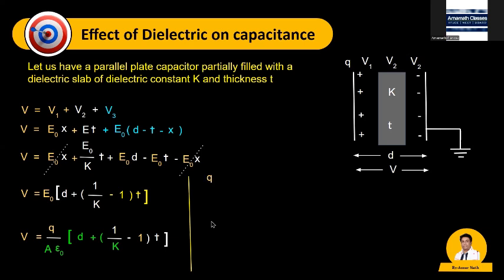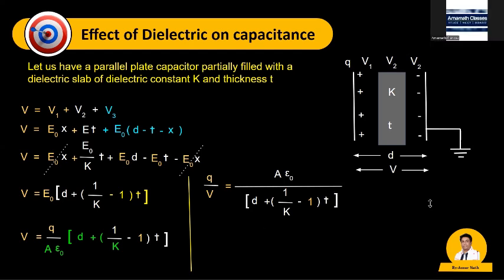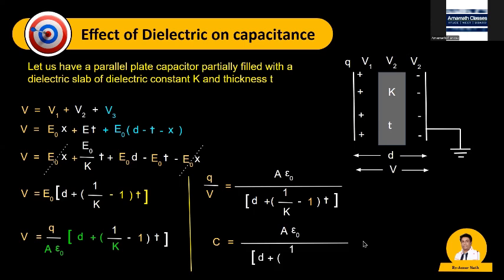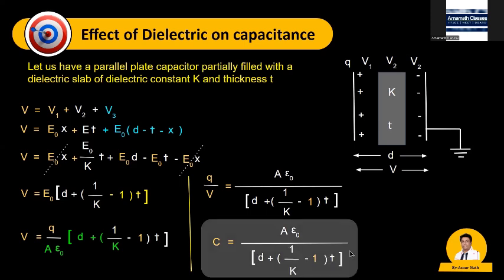So that is why Q upon V is equal to A epsilon naught whole divided by this whole bigger term, D plus 1 by K minus 1 into T, okay, like that. So this is nothing but the capacitance, okay? Q by V equal to what? Epsilon naught A by D plus 1 by K minus 1 into T, okay? So you can keep it in a box.